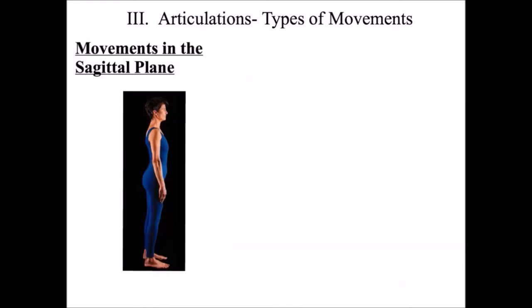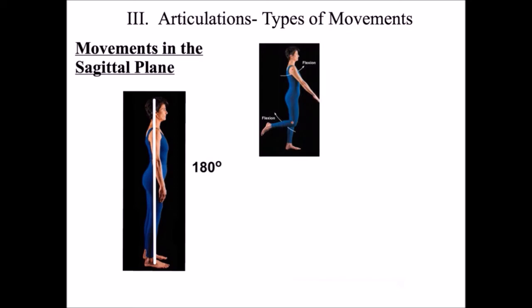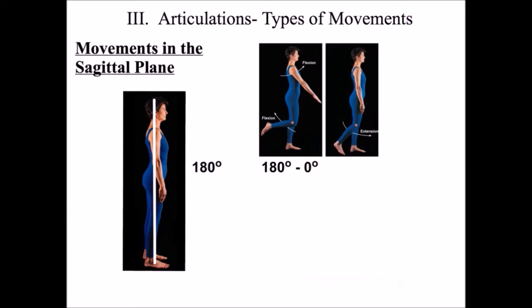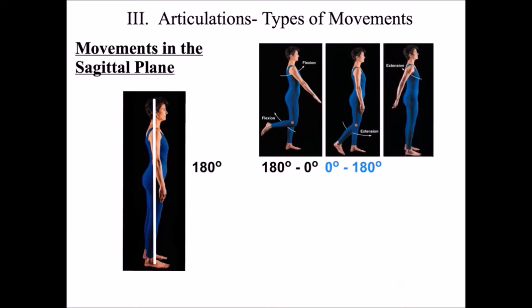The first set of movements that we'll discuss are the movements that are parallel to the sagittal plane. The way that we describe movements in the sagittal plane is by looking at the joint angle. The straight white line that you see represents 180 degrees. Movements from 180 degrees to 0 is called flexion. Movements from 0 degrees to 180 is called extension. And finally, movements greater than 180 degrees is called hyperextension.